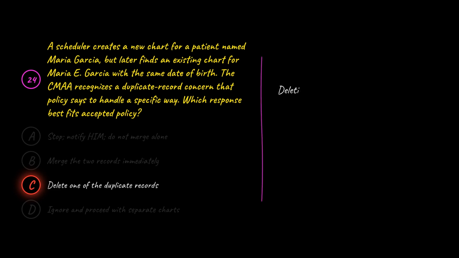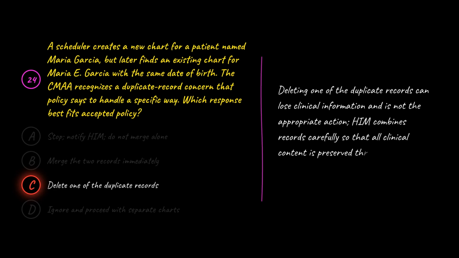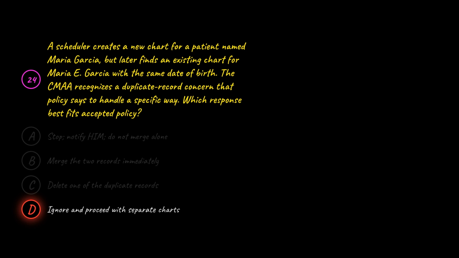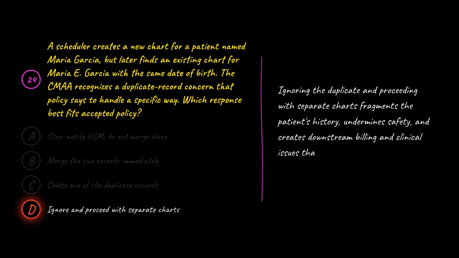C is wrong because deleting one of the duplicate records can lose clinical information and is not the appropriate action. HIM combines records carefully so that all clinical content is preserved through the merge process. D is wrong because ignoring the duplicate and proceeding with separate charts fragments the patient's history, undermines safety, and creates downstream billing and clinical issues that the duplicate process is designed to prevent.